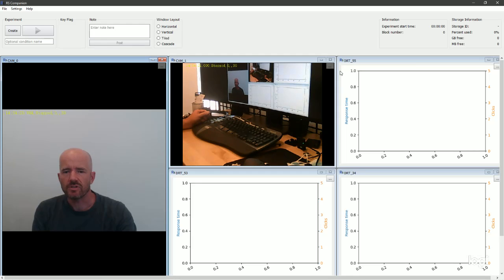So here in this image you can see I have two webcams connected. One is pointed at my computer, and the other one is pointed at me. We also have 3 DRT devices that are all plugged in. So this allows us to synchronously record video during an experiment.